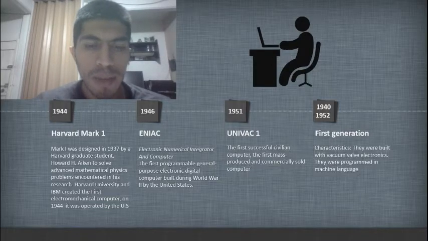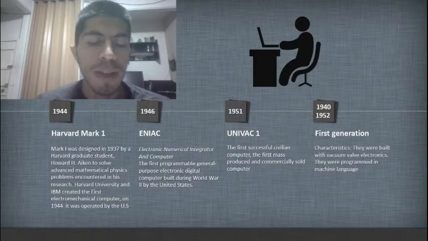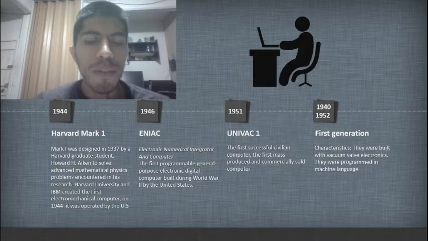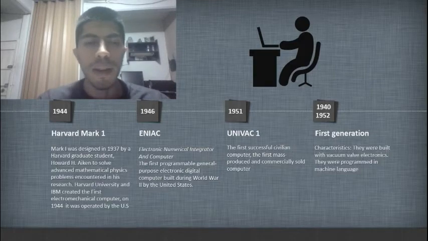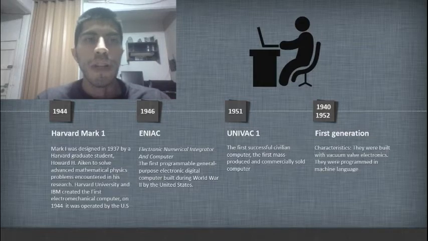Finally, we have the UNIVAC in 1951. This last computer was famous for being the first commercially successful computer. And that's it with the first generation of computers.